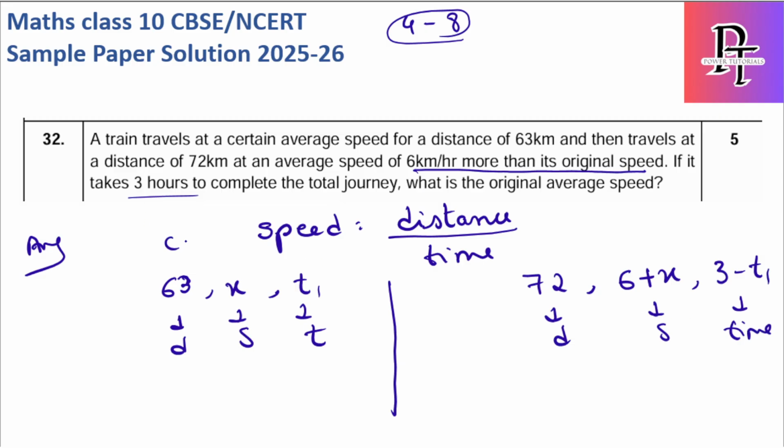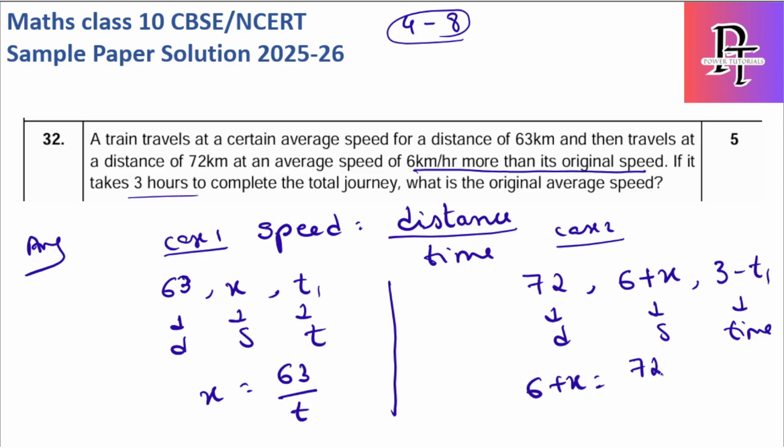Okay, so for this type of question you have to make sure to write it properly. Then from here, if you write properly, definitely you can solve this question without any errors. Okay, so definitely this step also carries 1 mark in your exam paper. So here speed x is equal to distance 63 and the time is t, and here the speed is 6 plus x, distance is 72, and the time is 3 minus t. Okay, so these are the equations. This is 1 and this is 2.